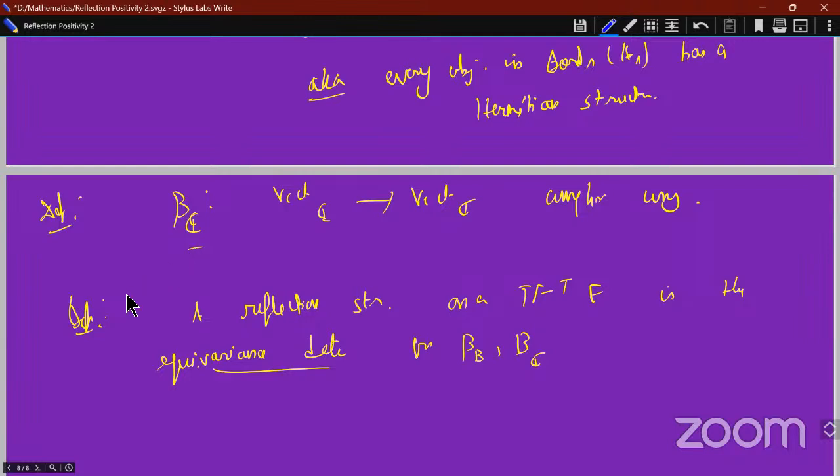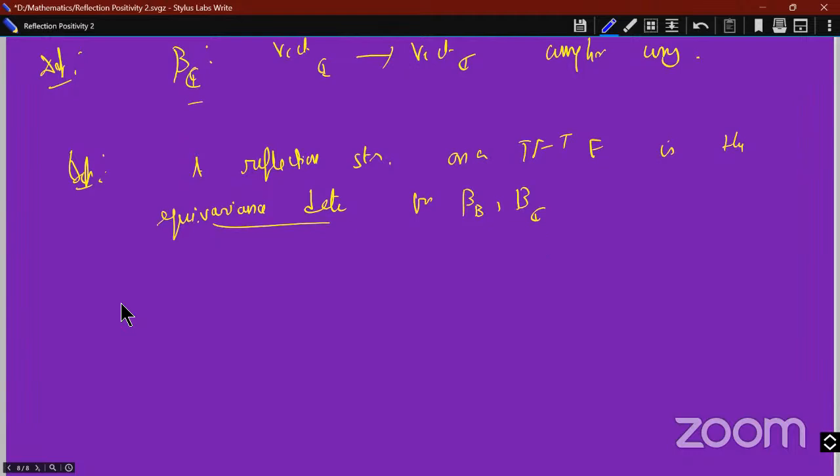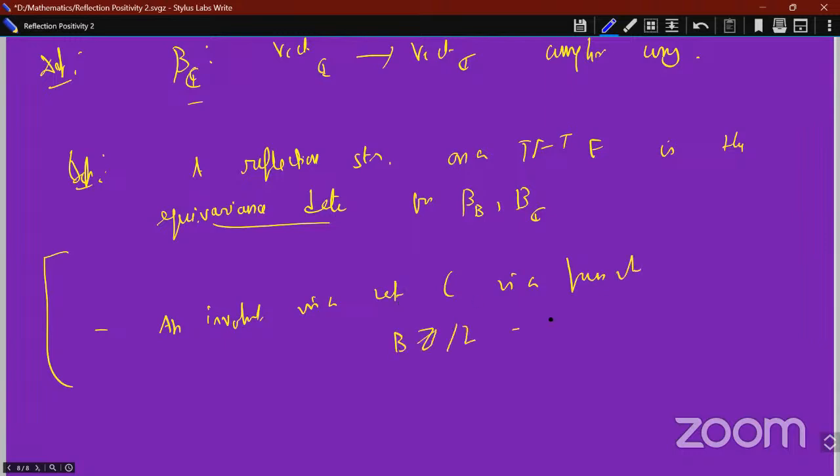I'll define what I mean by equivariant data. But before that, for the setup, we need something, so let me define that first. What do we mean by an involution in a category? An involution in a category C is a function that corresponds to an object, so corresponding to an object, say X of C, is equal to action.